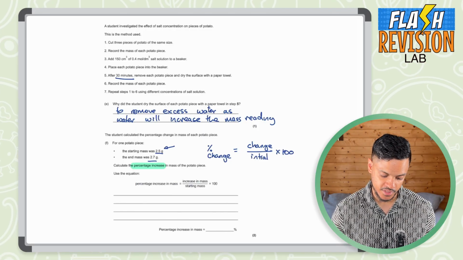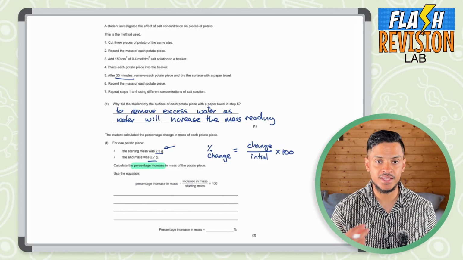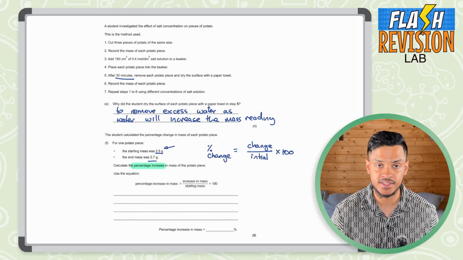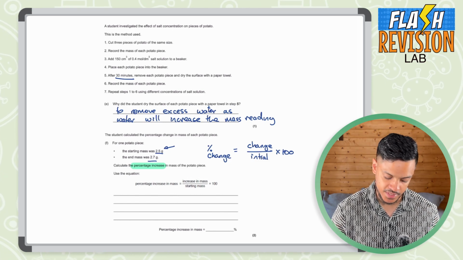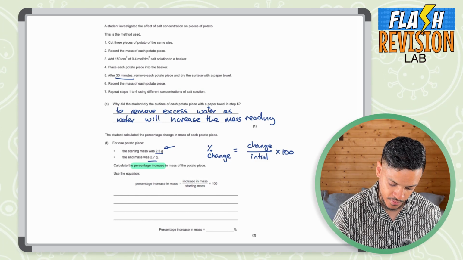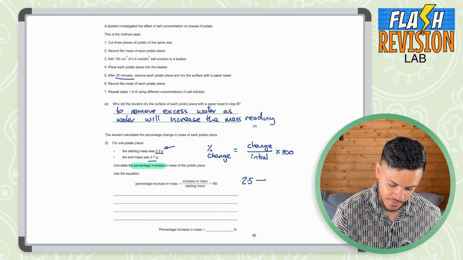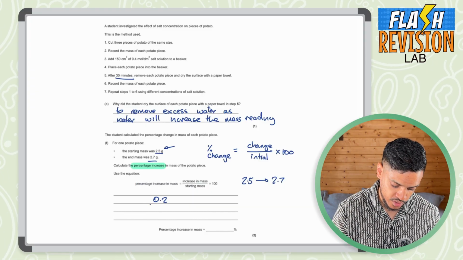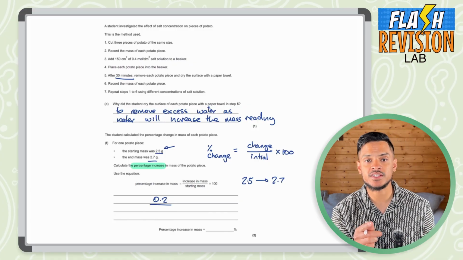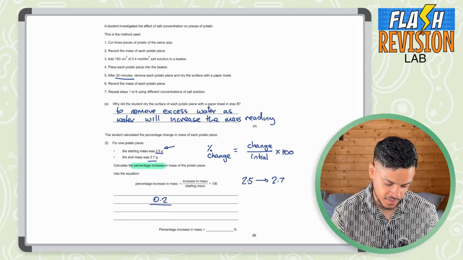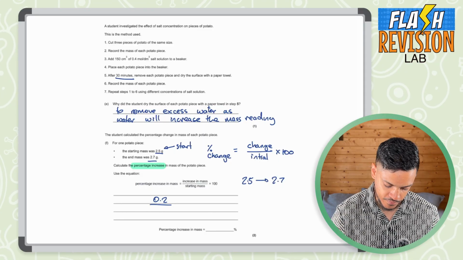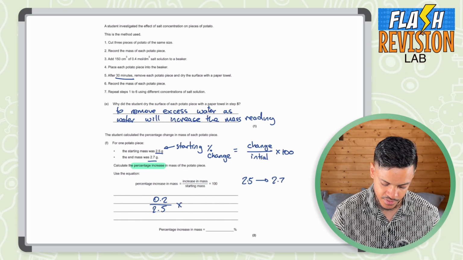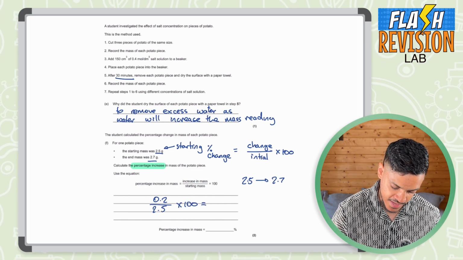So what they've done here in this question is they've actually made it easier for you. They've given an easier equation here. They've said increase over starting mass times 100, which is basically the same as the one at the top. So what you do is you sub the numbers in. The increase in mass, it's going from 2.5 to 2.7, so it's going up by 0.2 grams. So you do 0.2 grams, which is your increase, divided by the starting mass, not the final mass. Starting mass, it says here, is 2.5 grams. So we do 0.2 over 2.5 times by 100 to turn that into percentage. And when you put that in your calculator, you should get an answer of 8%.